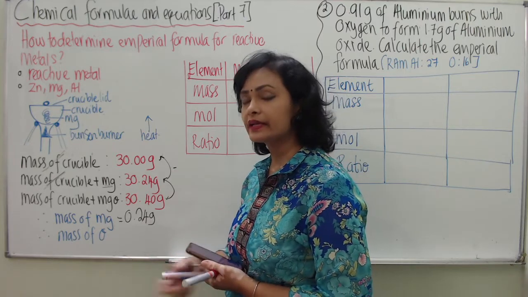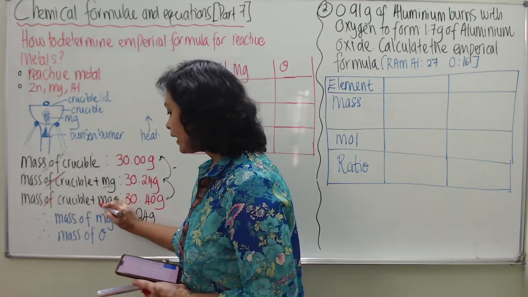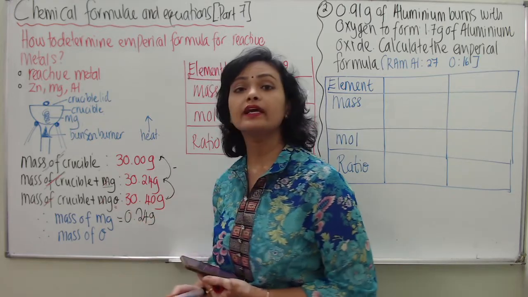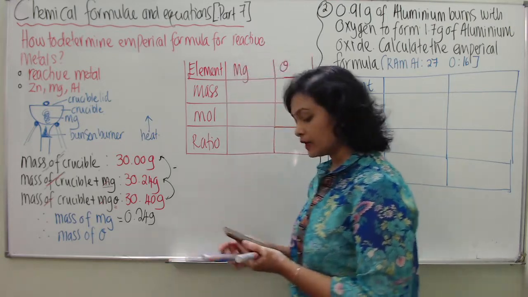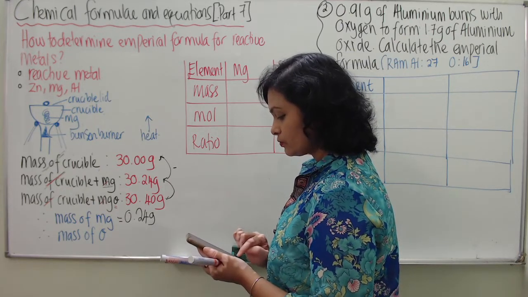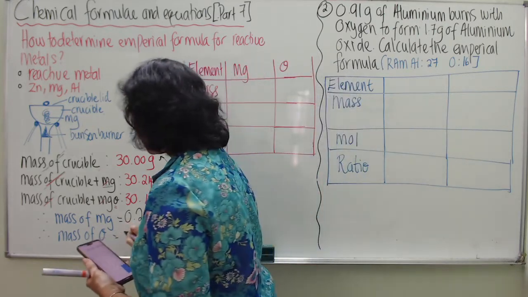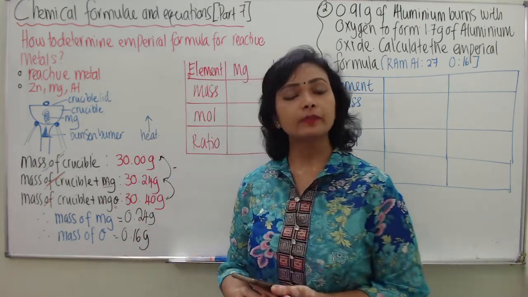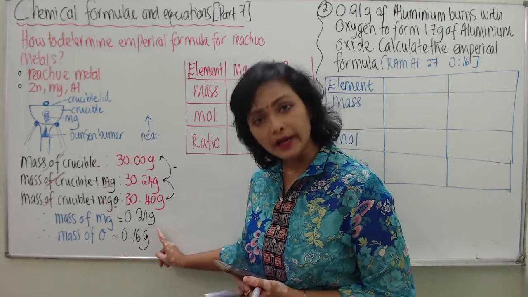So this means that technically we got rid of the mass of crucible and we also got rid of the mass of magnesium. Now what is left is only oxygen. This is how you should assume. So this shows that the mass of oxygen will be 0.16 gram. Students must please remember that this calculation is very important. Students must know how to calculate this.